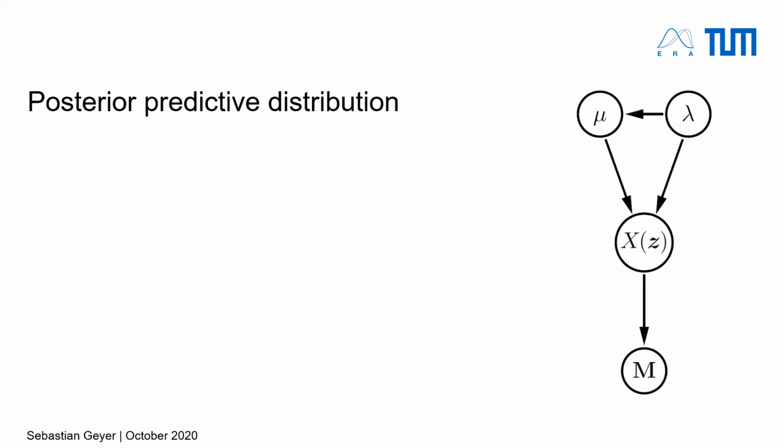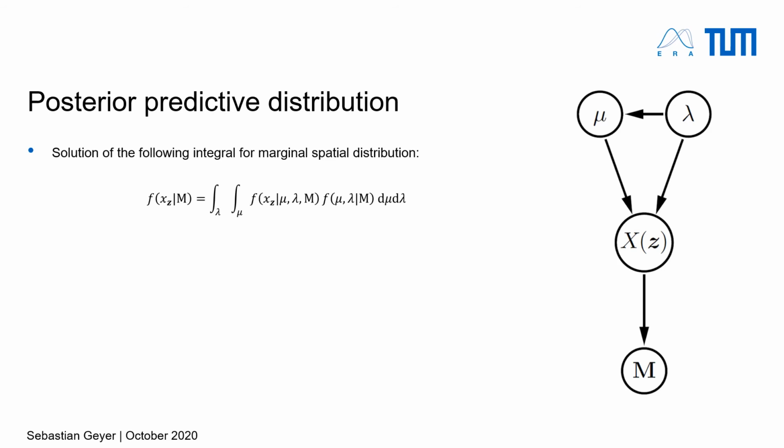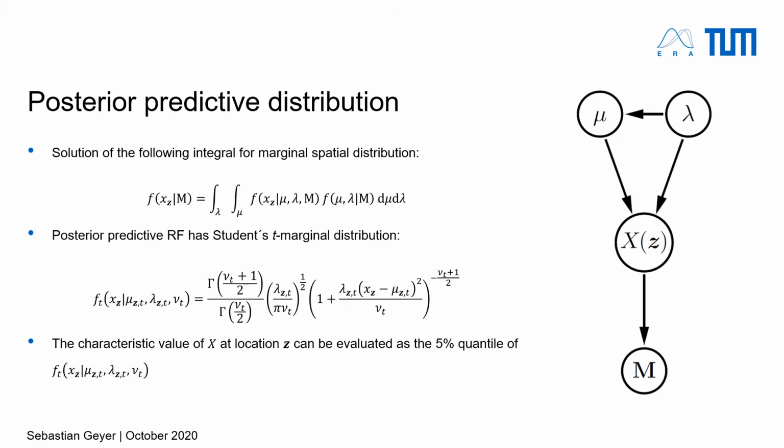The posterior distribution is a global distribution, but we want to have a location-specific posterior predictive distribution of the random field. To this end, we have to marginalize the following integral, where the posterior distribution of the parameters mu and lambda given m and the location-specific random field distribution given a state of the parameters mu and lambda enter. By marginalizing over the parameter space, we get the posterior predictive distribution of x of z. And this distribution is a student's t-distribution, which is of the following form.